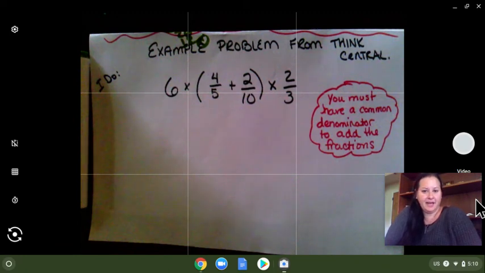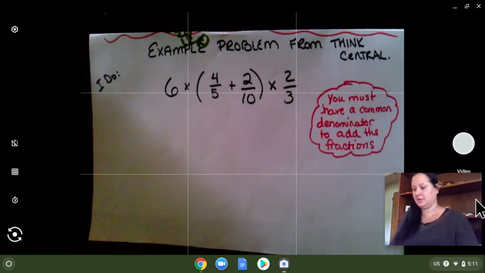Okay, so to attack this problem, we need to use order of operations, because we always need to use order of operations when we have more than one operation to do within a problem. So here we have some parentheses. PEMDAS tells us we do what's inside the parentheses first. And I see adding fractions with two different denominators. And what we know about adding fractions is that we must have the same denominator to add those.